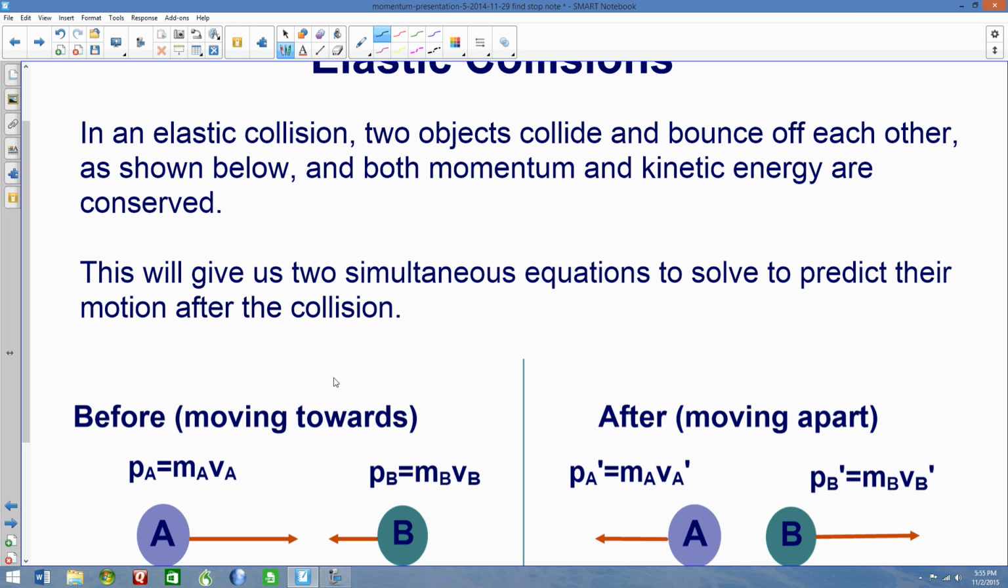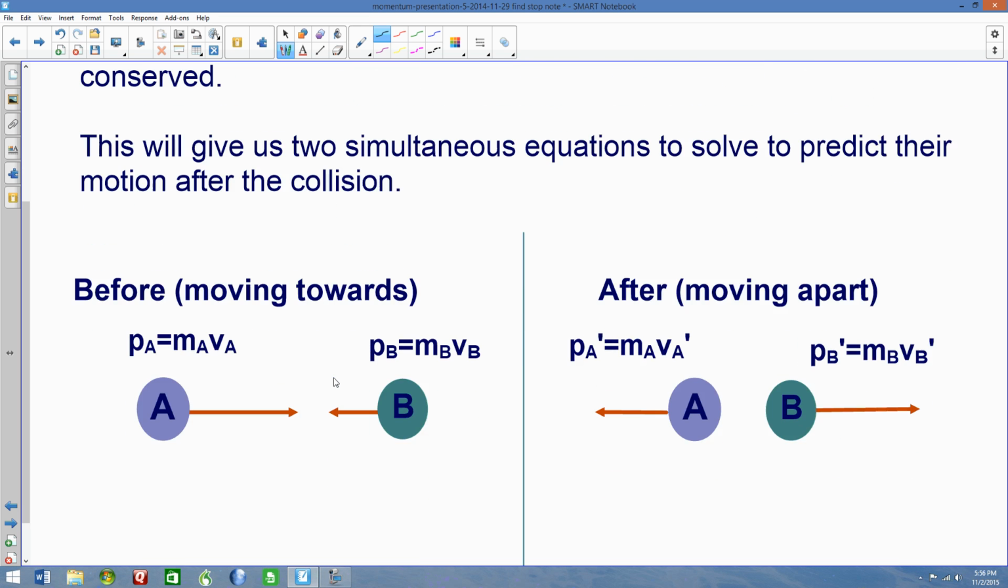This is the only type of collision in which energy is conserved. So if you have inelastic collisions, energy is not going to be conserved. This will give us two simultaneous equations to solve to predict their motion after the collision. So remember when we had to do those force problems in which we had to do two different directions to solve the problem? Same thing here.